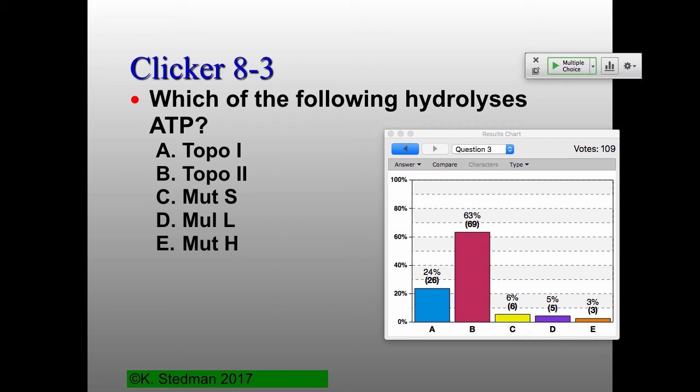Topo 1 versus Topo 2. Topo 1 is cutting and religating the DNA, but it's that OH that provides the attack, and it's just an exchange reaction. You don't need any ATPase for that. You do need it for Topo 2, which is literally pulling those two strands apart and putting them back together. So that's what you need ATP for.